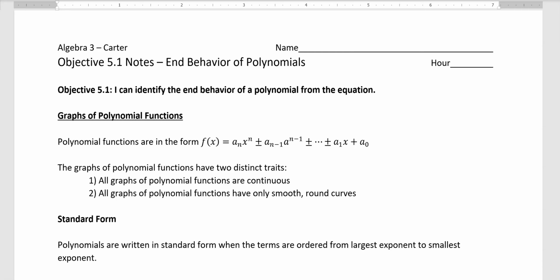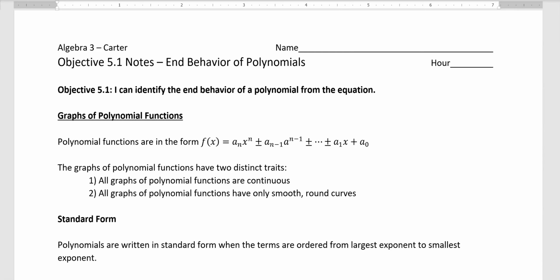Hello, and welcome to our Objective 5.1 notes, our first set of notes for Unit 5. These notes are all about end behavior. Our objective: I can identify the end behavior of a polynomial from the equation, and that's what we're going to do.